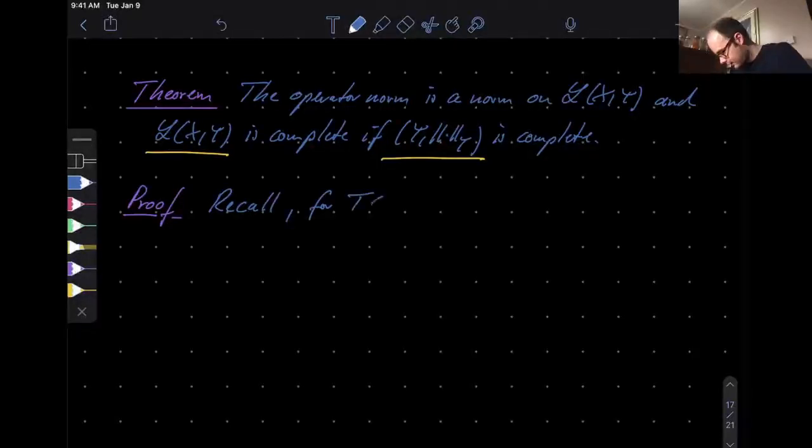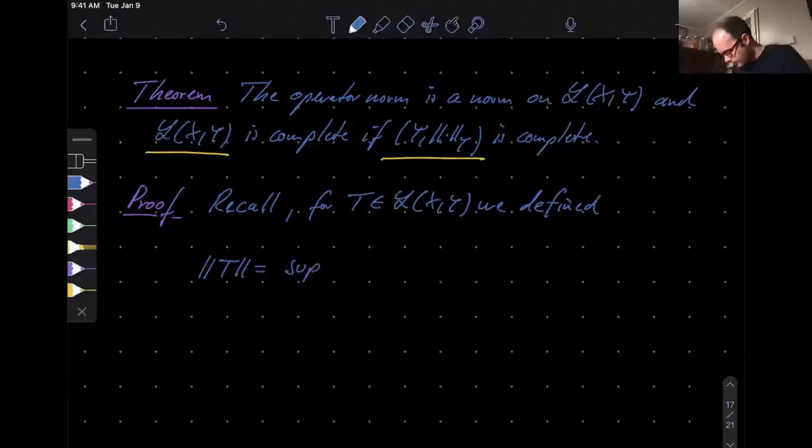For T in L(X, Y), we defined the norm of T as the supremum over all non-zero vectors of the ratio of these two norms, ||Tx|| over ||x||. Again, this is well defined because T is bounded linear, I showed you earlier. So now, is this a norm? Well, I have to check three properties. I have to check whether it is positive definite, whether it is homogeneous, and the triangle inequality.